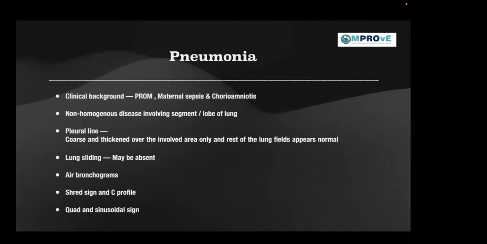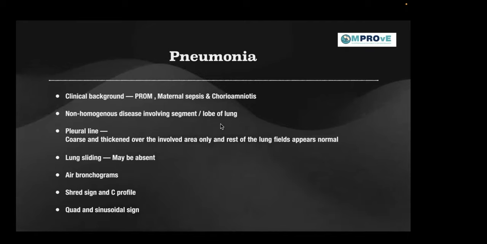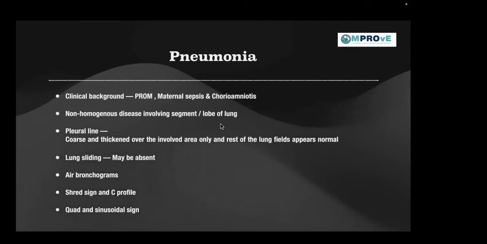Right. So pneumonia. There always has to be a clinical background, with PROM, maternal sepsis, chorioamnionitis, you name it. It's always a non-homogeneous disease involving a segment or a lobe of the lung. It is very rare that you will see both lungs, right and left, involved, the pan involvement of the lung. It can happen, but so far I haven't encountered it. It's more a non-homogeneous process affecting one particular area of the lung.